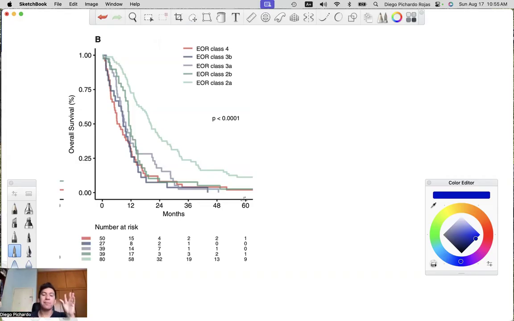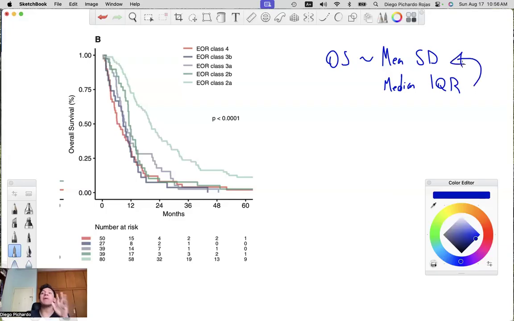But here's a problem. What happens if we want to do an analysis of overall survival? When we're analyzing overall survival, we can all agree that we usually report mean and standard deviation, and sometimes they give us a median and interquartile range, and we can convert the median and interquartile range into a mean and standard deviation. We can all agree that overall survival would be a numerical variable.